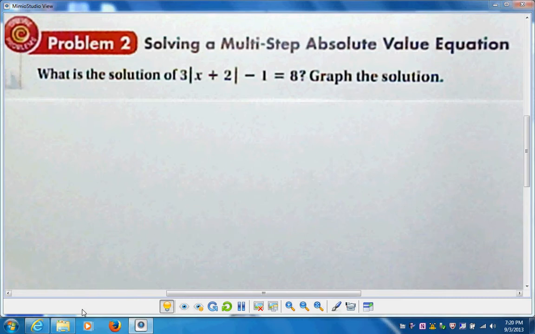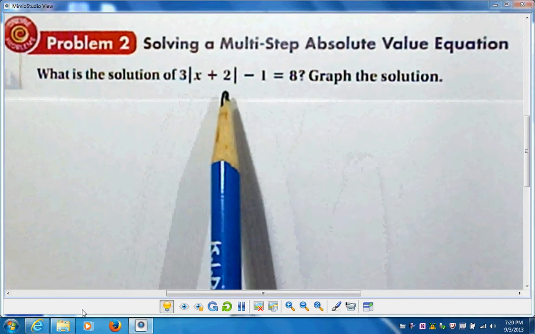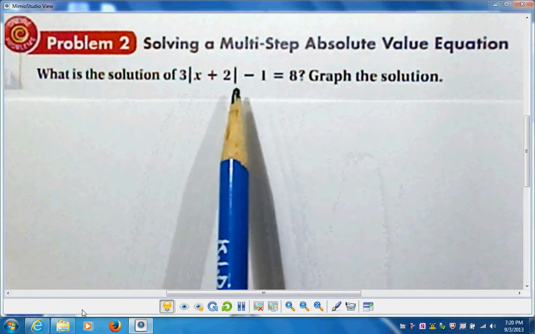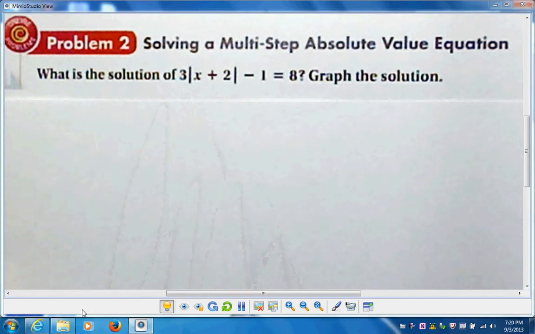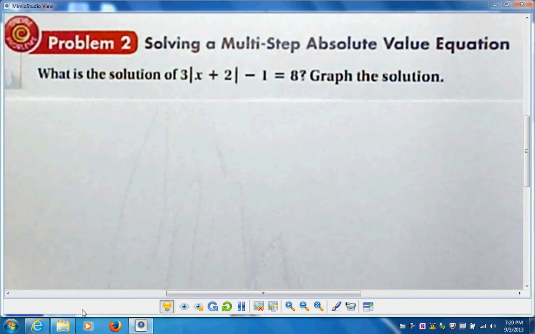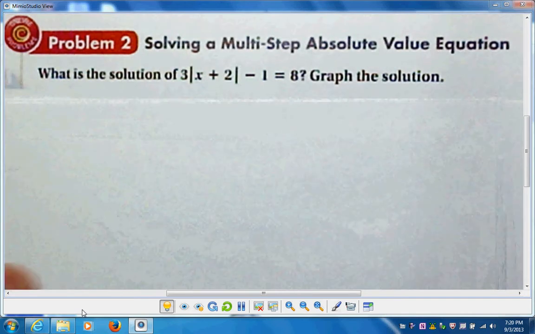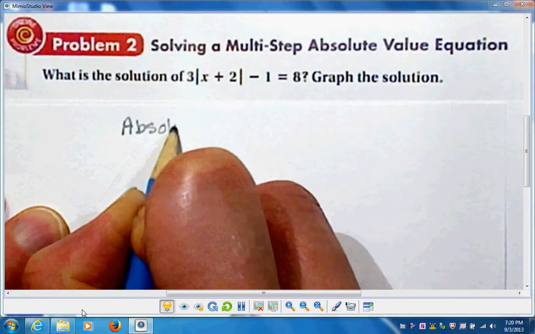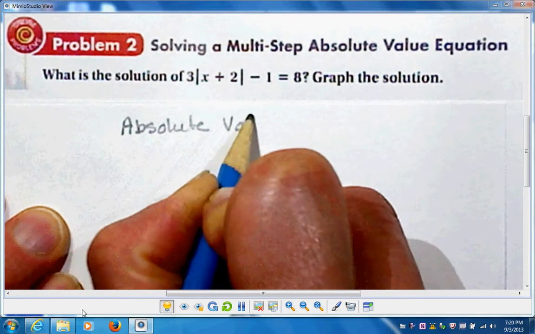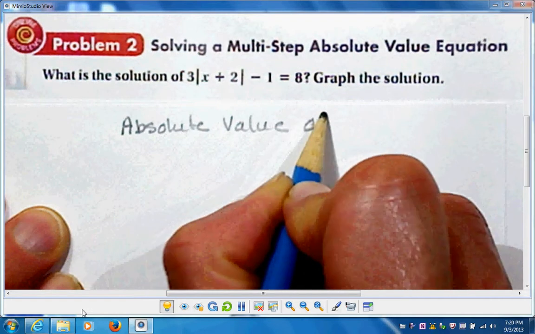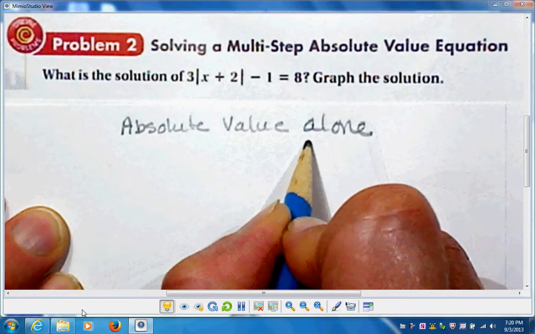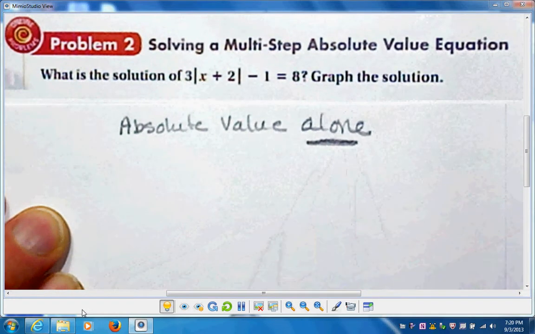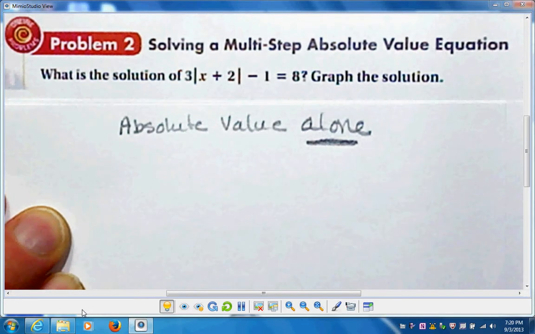Here's another absolute value problem. It's got a little bit more going on around it than what we would like. So in order to solve an absolute value problem, what you want to think about is you want to, first of all, get the absolute value alone. Okay? You want to get the absolute value alone, you want to get it by itself.